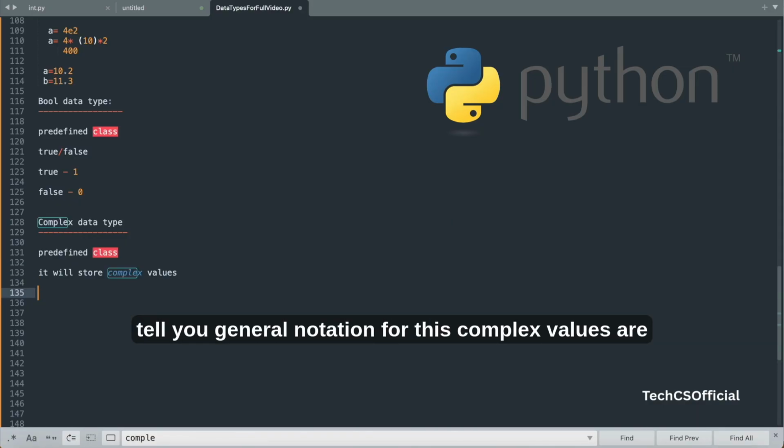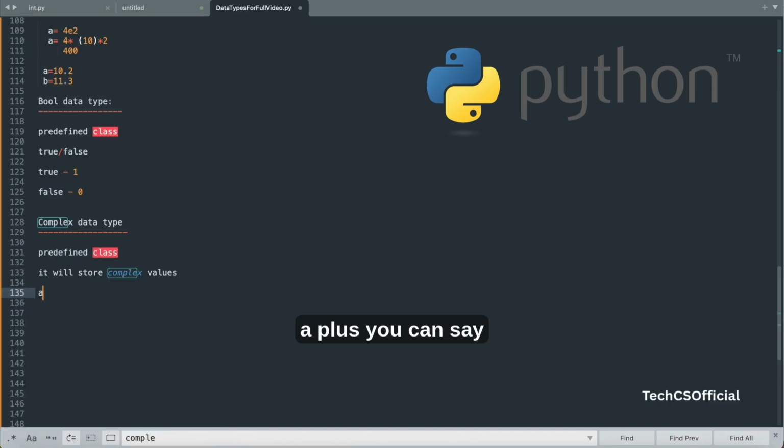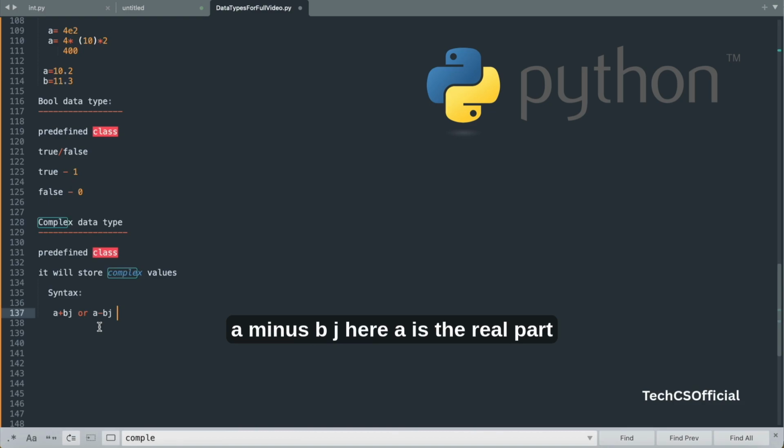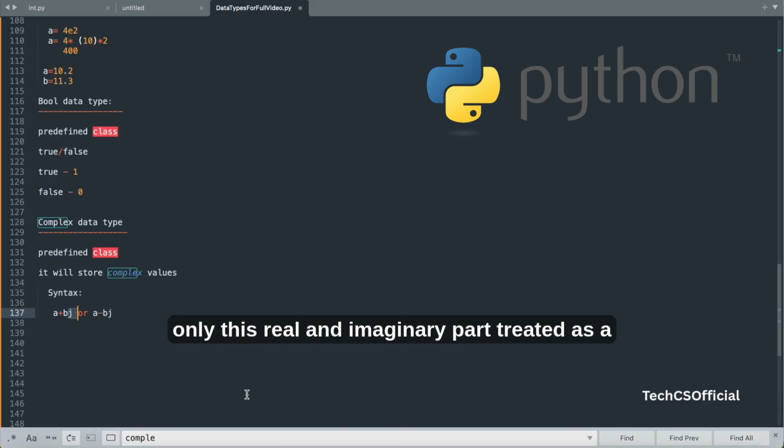I'll tell you. A general notation for these complex values, you can say syntaxes: a plus bj or a minus bj. Here a is the real part of the complex number and b is the imaginary part of the complex number. So don't confuse that. a is the real part and b is the imaginary part. Both the real and imaginary parts are treated as float data type.